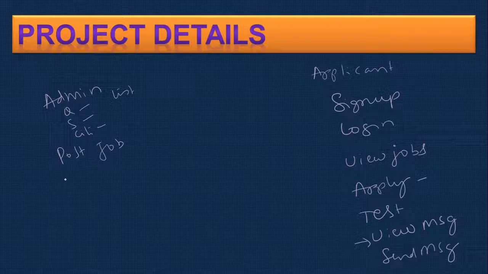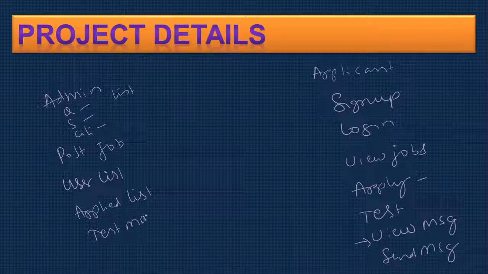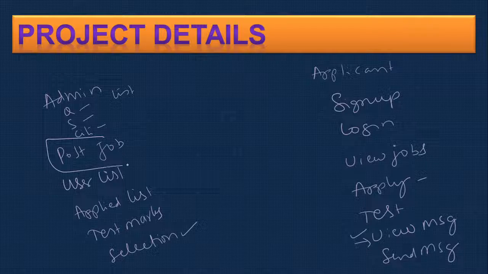On the other side, there is an applicant list or user list. Here is the applied list, the job applied list. Then test marks. Then selection. When you do the selection, a message will come to the user indicating that you are selected for this particular post. This is important, because you can post the job here.